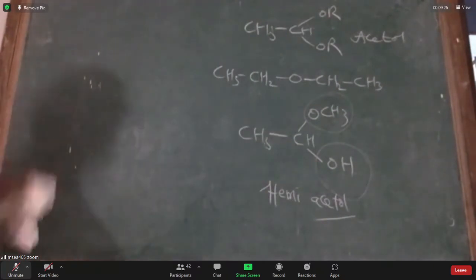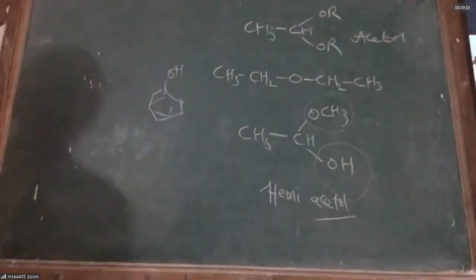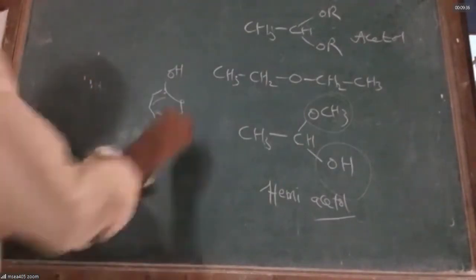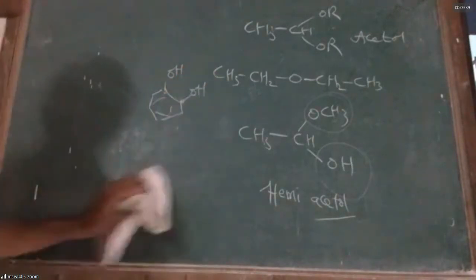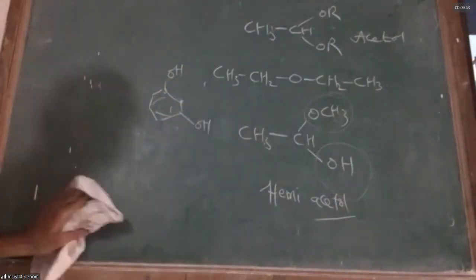If the OH is directly linked to a benzene ring, it is called phenol. If two OH groups are linked on opposite sides, it is called quinol. If they are on adjacent positions, it is called catechol. If they are in the 1,3 position, that is called resorcinol. We know that.